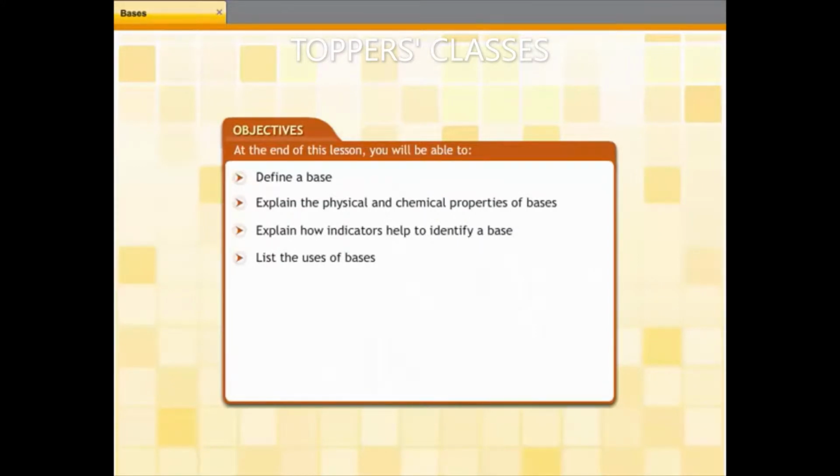In this lesson, you will learn about properties and uses of bases. At the end of this lesson, you will be able to define a base, explain the physical and chemical properties of bases, explain how indicators help to identify a base, and list the uses of bases.